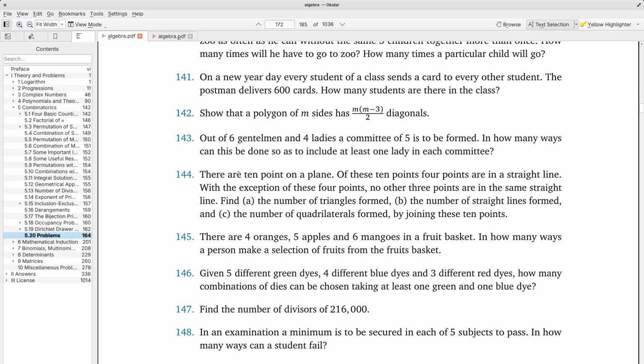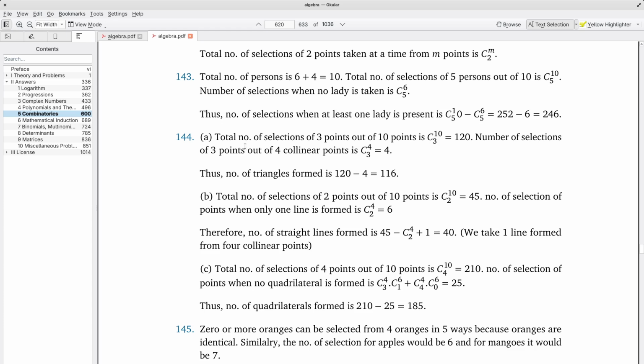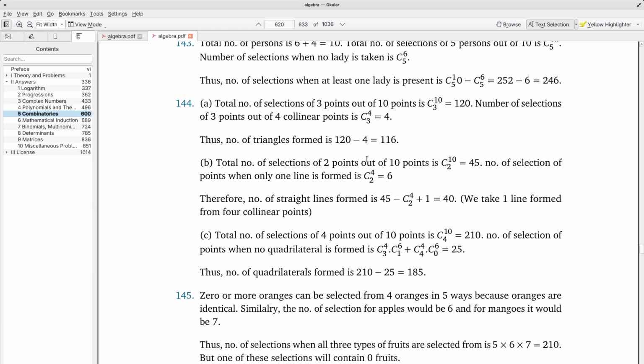Question 144 says that there are 10 points on a plane. Out of these 10 points, 4 points are in a straight line. With the exception of these 4 points, no other 3 points are in the same straight line. Find the number of triangles formed, the number of straight lines formed, and the number of quadrilaterals formed by joining these 10 points. So the total number of selections of 3 points out of 10 points is 10C3, that is 120. The number of selections of 3 points out of 4 collinear points is 4C3. So the total number of triangles formed is 120 minus 4, that is 116.